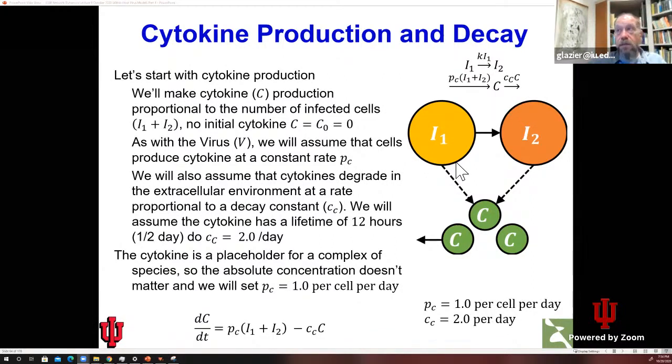And there's some things that are known about this. Cytokines typically have a lifetime in your body of about half a day, a little less. So the decay rate's about 2 per day. And the production rate isn't going to actually be meaningful because the only thing that's going to matter is the rate of production compared to the rate of response. But we'll assume for the moment, since we don't care about that number, we'll just say it's 1 per cell per day.